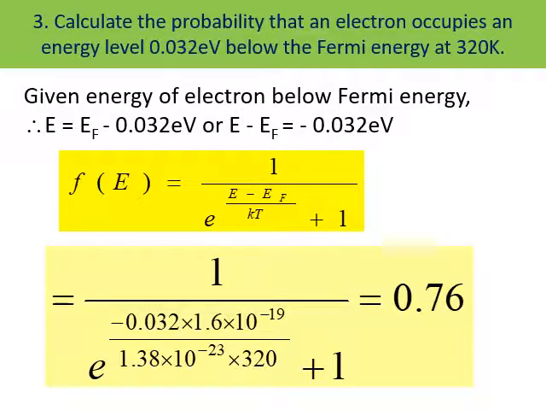Substituting all the values as they are, where E minus EF is equal to minus 0.032, the electron volt has to be converted into 1.6 × 10⁻19, divided by k, the Boltzmann constant, 1.38 × 10⁻23, into temperature 320 Kelvin, plus 1. It will give you 0.76. It means the total probability of finding the electron within that energy level is 76%.